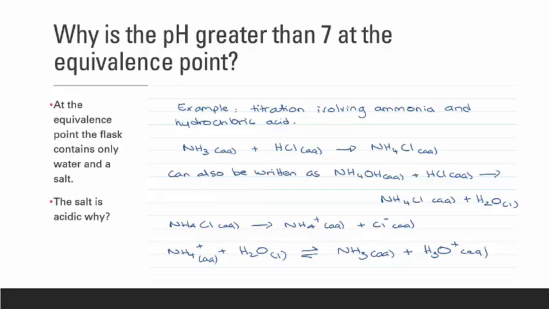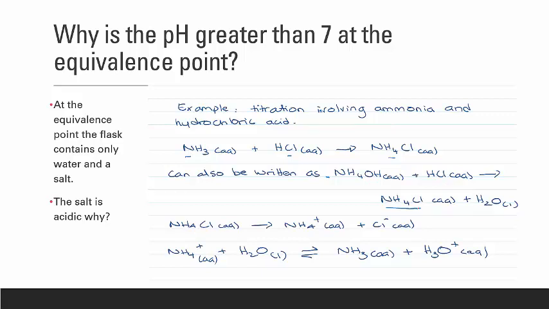Now, let's have a look at an example over here. In this case, we've got ammonia reacting with hydrochloric acid to form ammonium chloride. That's one way we can write the reaction. If you're a bit worried about the fact that we don't have any water produced, another way of writing it is shown here. Ammonia, when you put that in water, forms ammonium hydroxide anyway. So when ammonium hydroxide reacts with hydrochloric acid, it forms ammonium chloride and water.